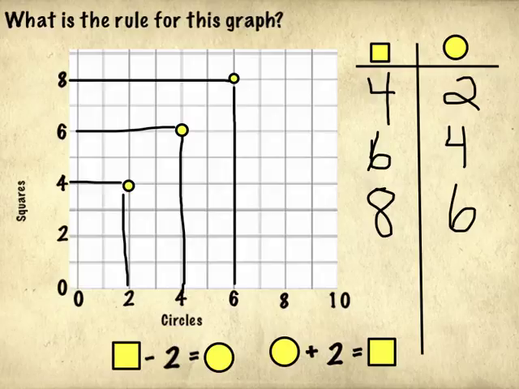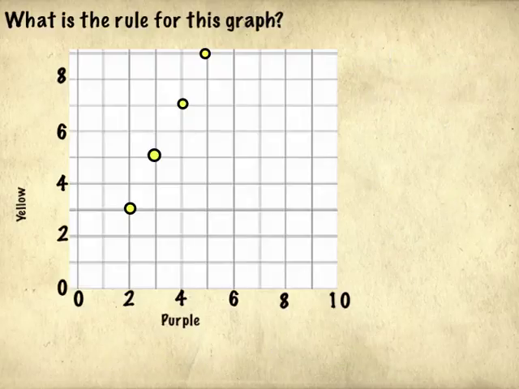Or if I wanted, I could sub in the x and y. And I could put y take away 2 equals x, or x plus 2 equals y, since this is the x-axis and this is the y-axis. It doesn't really matter. Those are my equations for the graphs. So I just have to look at the numbers, make a little chart, and figure out what the pattern is.